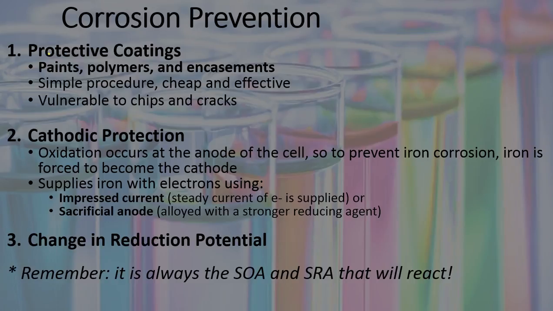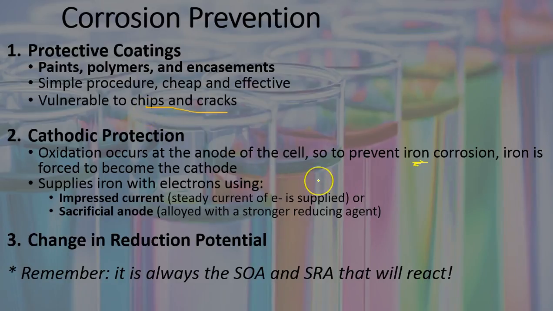Corrosion prevention can come in two or three different ways. The first one would be protective coatings, such as painting, different polymers, or encasing the metal in a different object. Generally, this is pretty simple, cheap, and cost-effective, but eventually we have chips and cracks. Look at our vehicles: we paint them, but over time the paint wears off, and if you don't get it fixed right away, that iron is exposed and can rust really quickly.